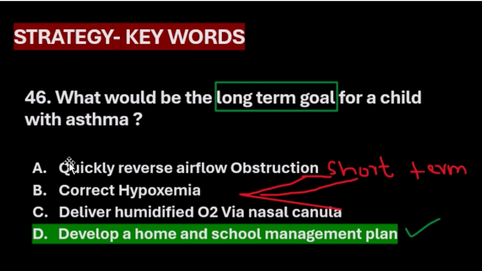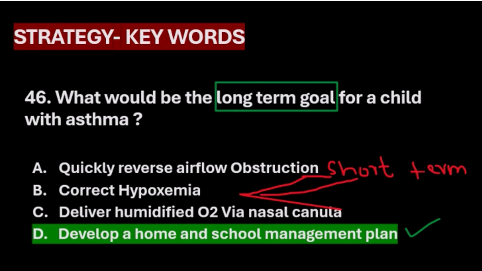Here, the keyword is long-term goal for a child with asthma. When an asthma attack happens, quickly reversing airflow obstruction is a short-term goal. You have to do it in no time because it's an airway priority. Then correcting hypoxemia is also an important step. Otherwise, the patient will go into hypoxemia, with brain impact and other complications. Delivering humidified O2 via nasal cannula is also a short-term goal. Developing a home and school management plan is the long-term goal for a child with asthma.